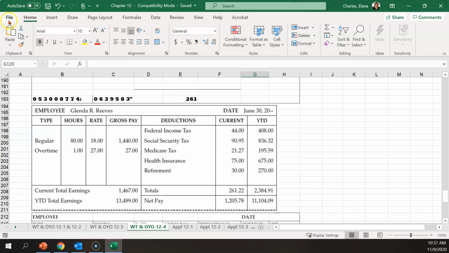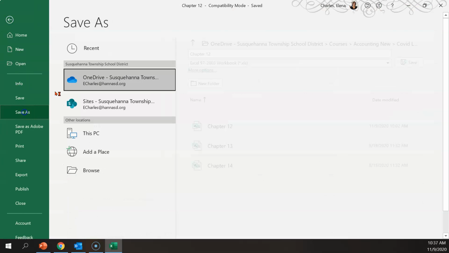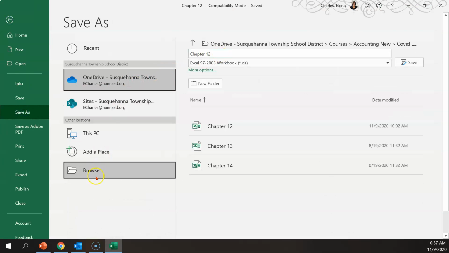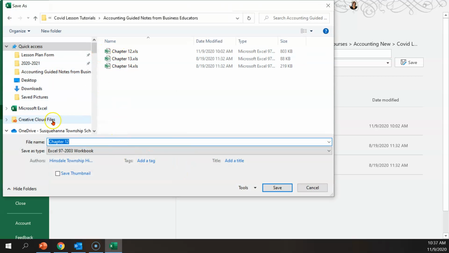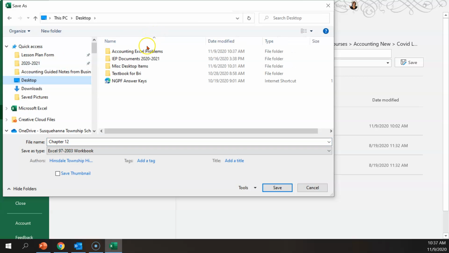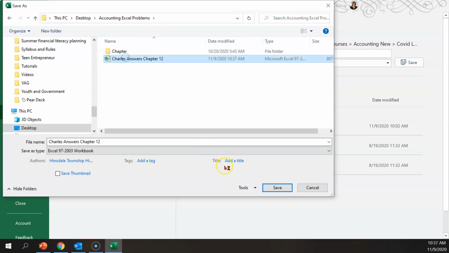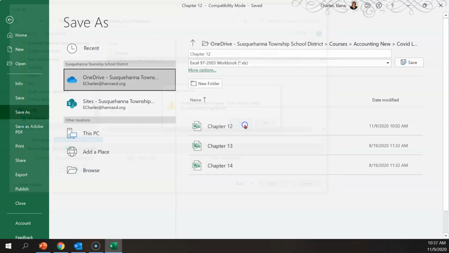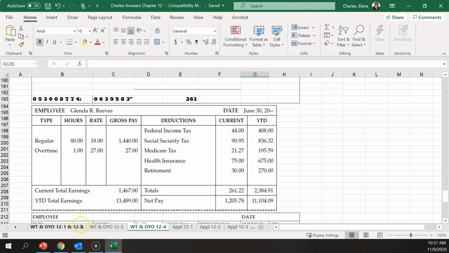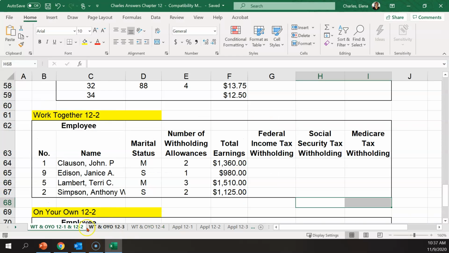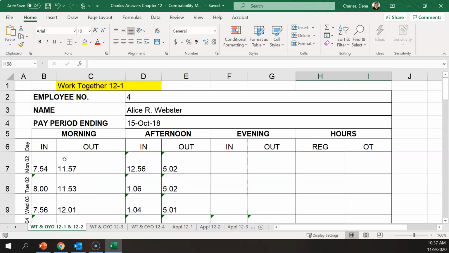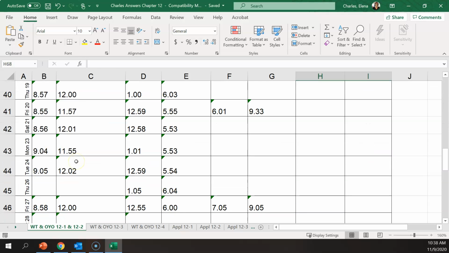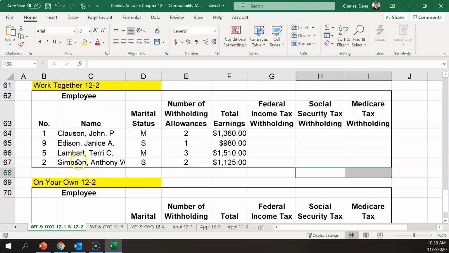Okay, so I'm going to hit File, Save As, because I had to draw out some of the answers. And so I'm going to go to my desktop, and I need to save this as Charles Answers. And yes, I do want to save over it. So, okay, easy peasy. Okay, 12-2. So 12-1, 12-2. Okay, 12-2 work together.